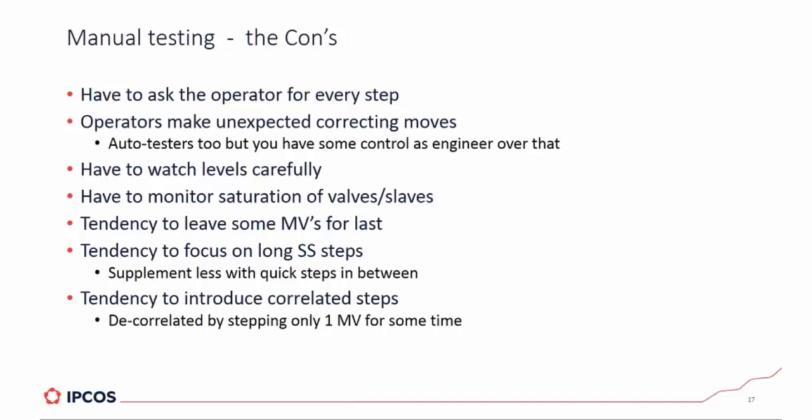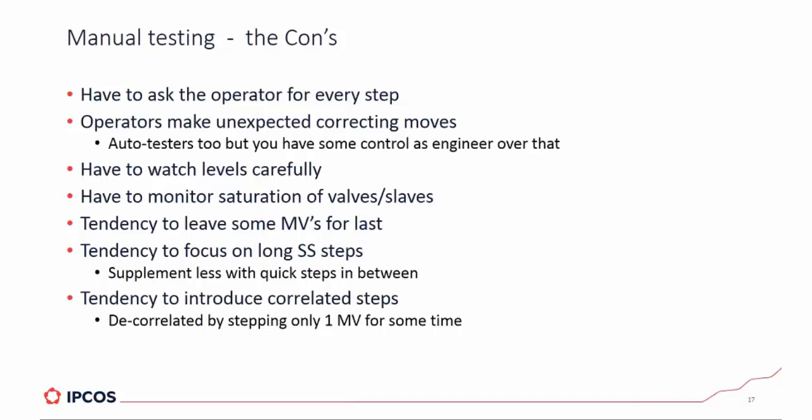We do have a tendency when we do a manual test to focus on long steady state steps, because we would often make a step, and if after two steps the responses look very different, we would like to get visual verification of what it is. So we do often tend to focus on long steady state steps and supplement less in between with quick steps when we do it manually.